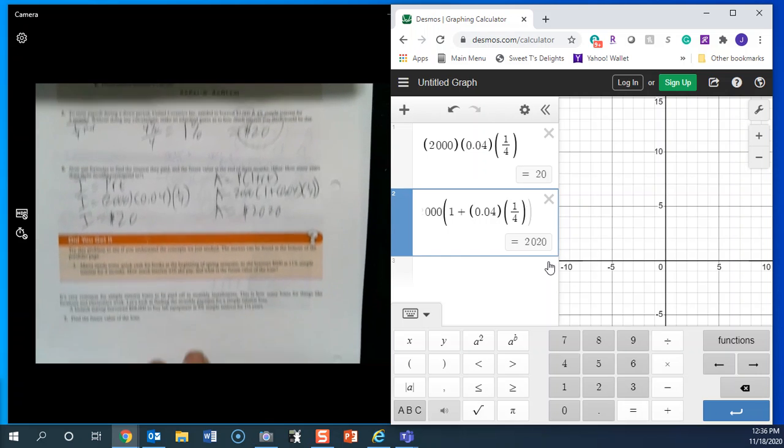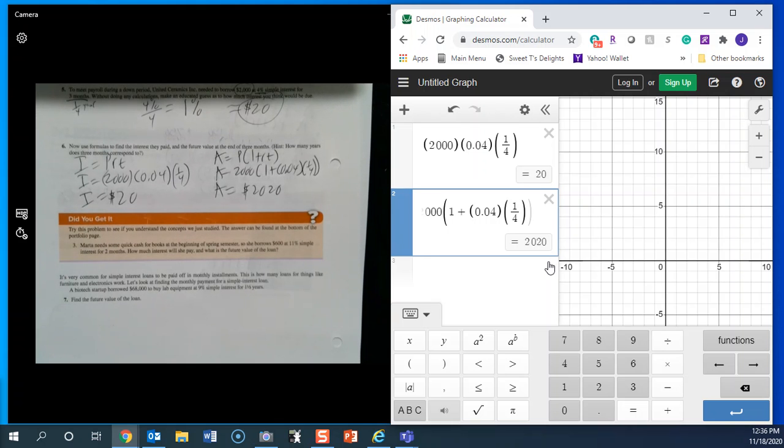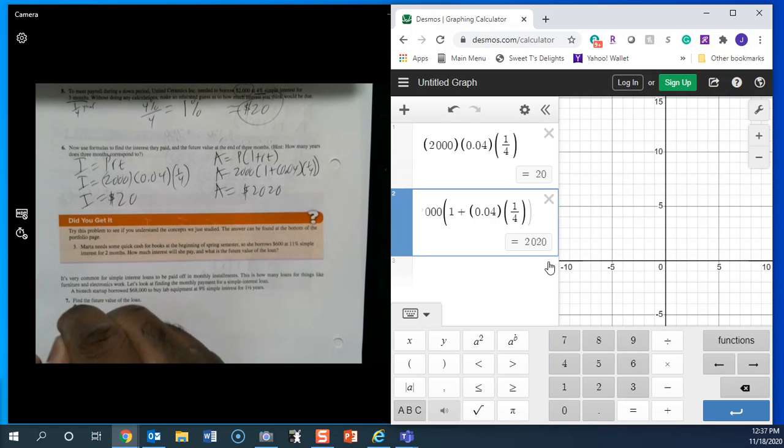Now, we go down here to the bottom. It says it's very common for simple interest loans to be paid off in monthly installments. This is how many loans for things like furniture and electronics work. Let's look at finding the monthly payment for a simple interest loan. A biotech startup borrowed $68,000 to buy lab equipment at 9% simple interest for 1.5 years. Find the future value of the loan.